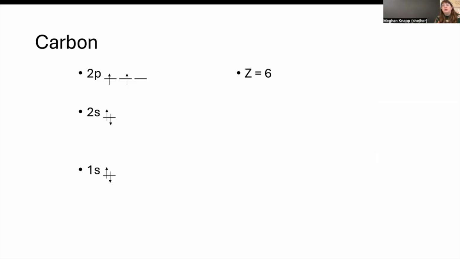So that means I'm going to do the shorthand where I'm just writing these 1s's and 2p's and things like that, and telling how many electrons in each subshell. So what does the electron configuration look like for carbon?